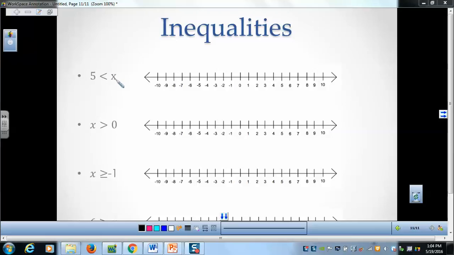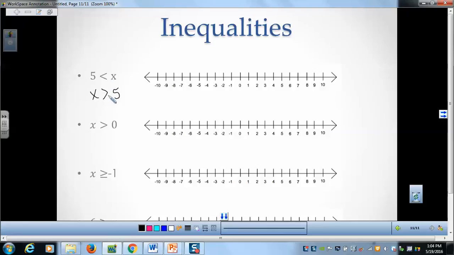Now, if this is hard for you, you can rewrite the problem. So you can flip it so that x is always on the left. What you have to do is you have to flip everything. So notice it's pointing at the 5 and open to the x. So when I flip it, it has to have that same orientation. All right, so it's open to the x, pointing at the 5.